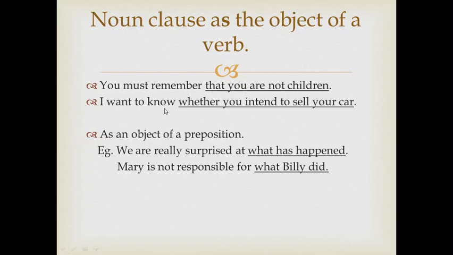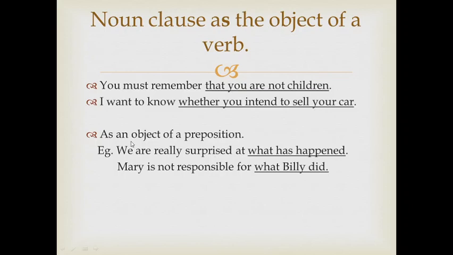I want to know whether you intend to sell your car. Know is the verb, and here this part, the underlined clause, comes as the object of the verb know. I want to know. I want to know what? I want to know whether you intend to sell your car. So this is an example for noun clauses as the object of a verb.